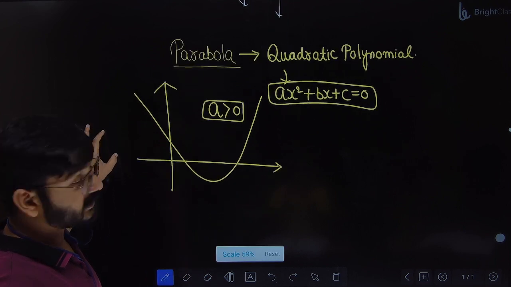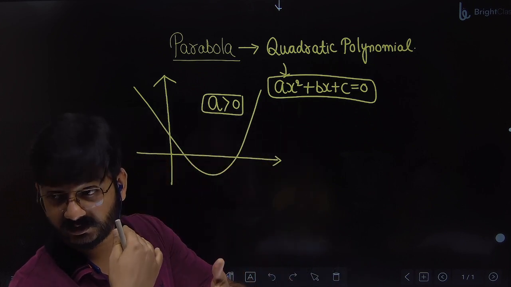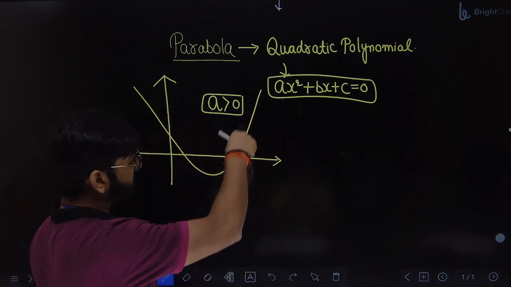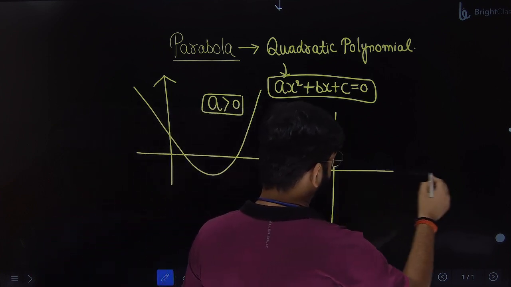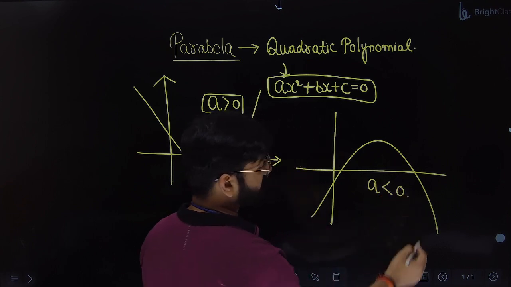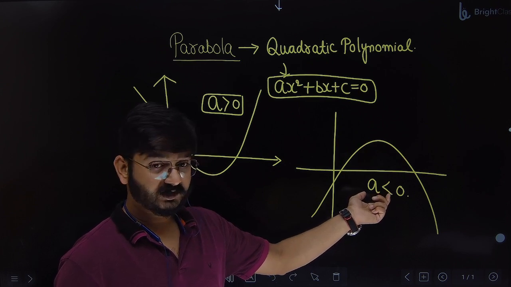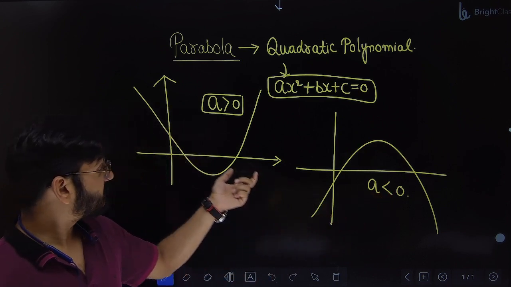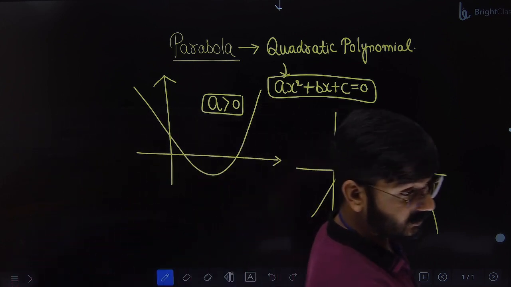But what will happen if it is negative? Can you guess? Facing downward. So if A is negative, now you can see that the face is down. So this is called a downward facing parabola because the coefficient of x square is negative. This is an upward facing parabola because the coefficient of x square is positive.